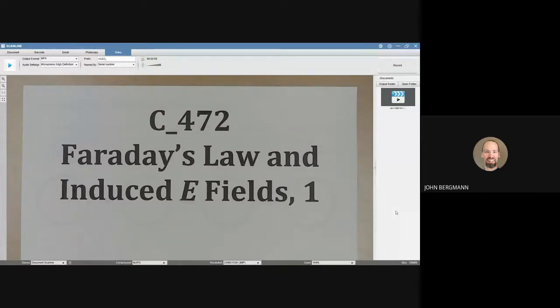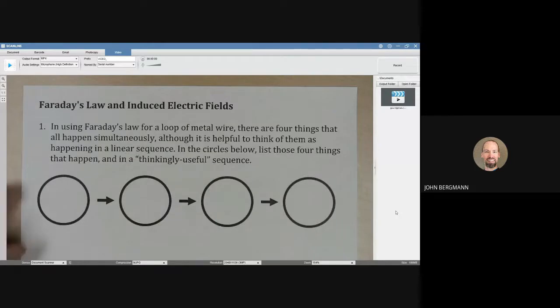Faraday's law and induced electric fields 1. In using Faraday's law for a loop of metal wire, there are 4 things that all happen simultaneously, although it is helpful to think of them as happening in a linear sequence. In the circles below, list those 4 things that happen and in a thinkingly useful sequence.